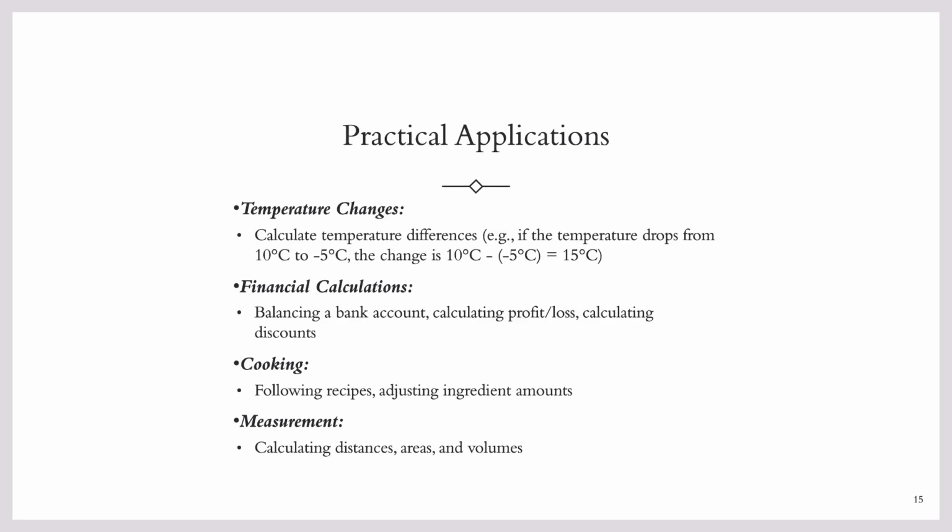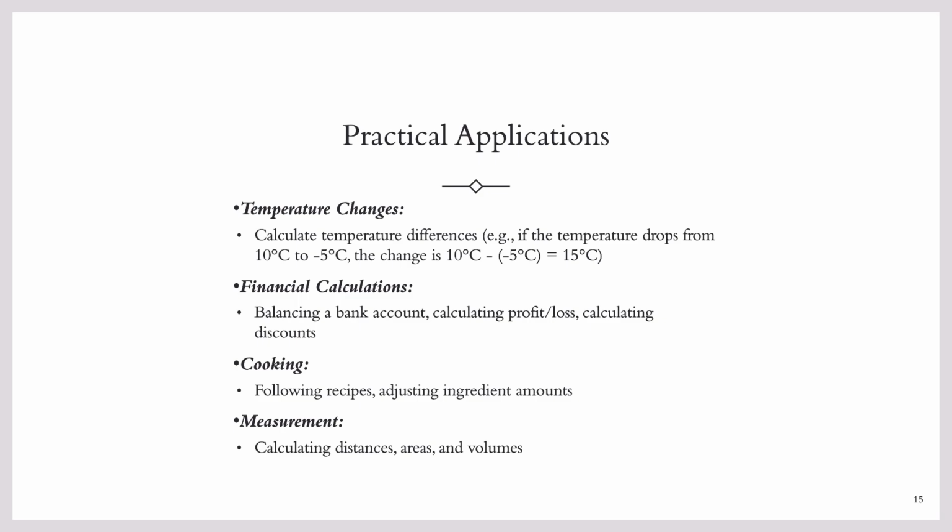Next up, let's talk a little about a few practical applications. We have temperature changes that we can calculate with these basic arithmetic operations. For example, if we have to calculate temperature difference, let's say the temperature dropped from 10 degrees Celsius to negative 5 degrees Celsius, the change is going to be 10 minus negative 5, and that would mean that our overall change is going to be 15 degrees Celsius.